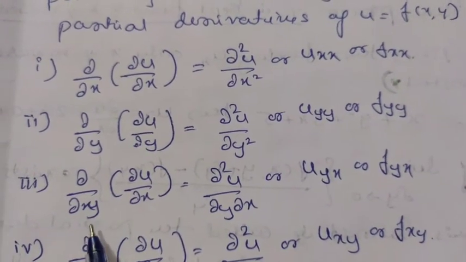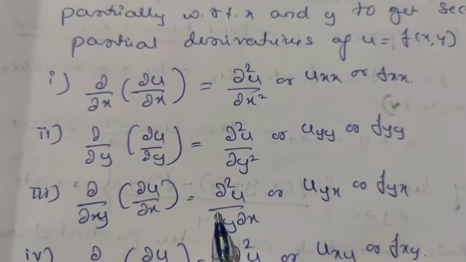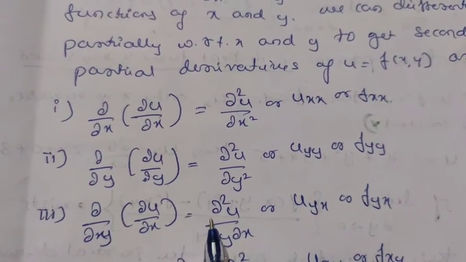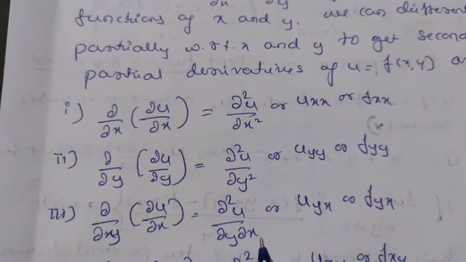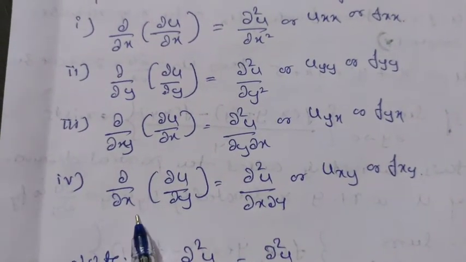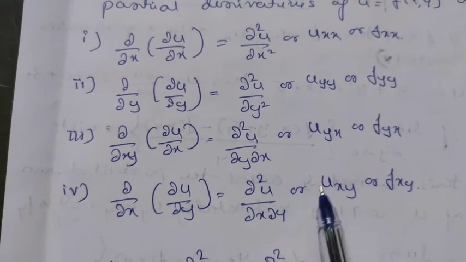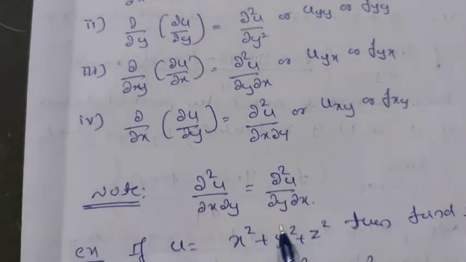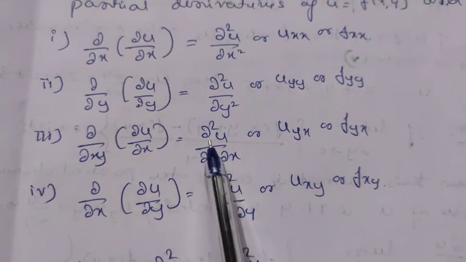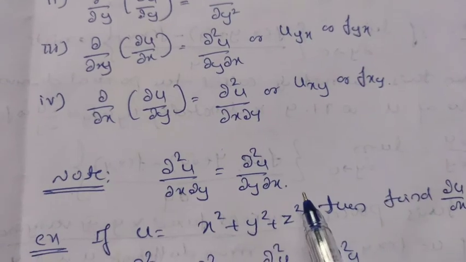And the third one is dou by dou y of dou u by dou x. It is known as a mixed partial derivative. It is equal to dou square u by dou y dou x, or uyx, or fyx. Similarly, dou by dou x of dou u by dou y is equal to dou square u by dou x dou y, or uxy, or fxy. And we can see here that dou square u by dou x dou y is the same as dou square u by dou y dou x.